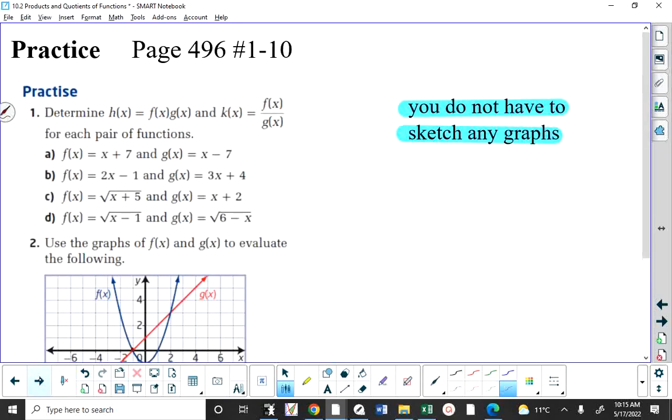Page 496, 1 to 10. You do not have to graph any of these. Remember, it's y coordinates. That's the bottom line. It's y coordinates you multiply. It's y coordinates you divide. It's just that when you divide by a y coordinate, that y coordinate can't be 0. So we're still dividing or multiplying y coordinates. So get started on that.